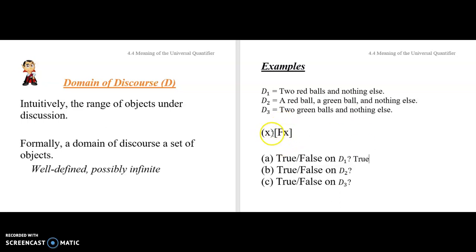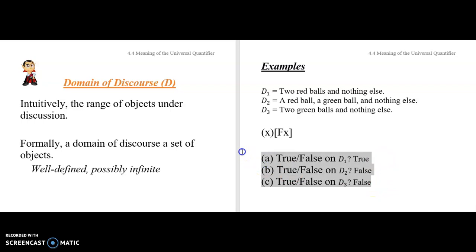But is this same sentence true if we're thinking about domain of discourse two? If what exists is a red ball and a green ball and nothing else, is it true that everything is red? No, that is false. What about this third case, where we've got two green balls and nothing else? Is it true that everything is red? Absolutely not. That's going to be false as well.